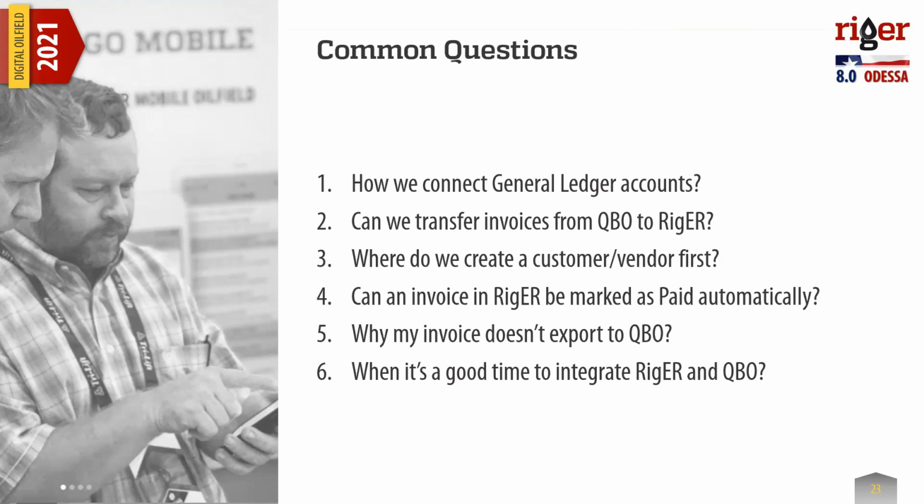Short answer is no. So we usually transfer invoices from RigER to QuickBooks, not vice versa, because again, a RigER invoice may have much more information than the QuickBooks ones. And since QuickBooks has less information, we actually limit the RigER invoice while we exchange it to QuickBooks. So the short answer is no, we send invoices, and we usually recommend to generate all invoices in the RigER system and then send them to QuickBooks. And again, same reason. Your QuickBooks is an accounting system, but your RigER is your correct, detailed invoicing system with all the operational details about the equipment and the jobs.